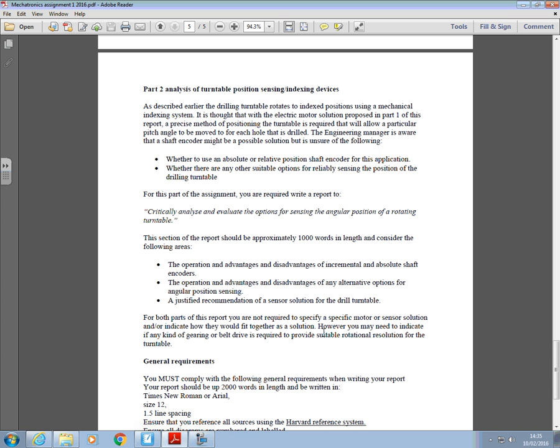You should note that for both parts of this report, you are not required to specify a specific motor or sensor solution and/or indicate how they would fit together as a solution. However, you may need to indicate if any kind of gearing or belt drive is required to provide suitable rotational resolution for the turntable. So if you use a gearbox, you might be able to get more resolution, smoother operation, more accuracy. No, that's not specified to that detail.